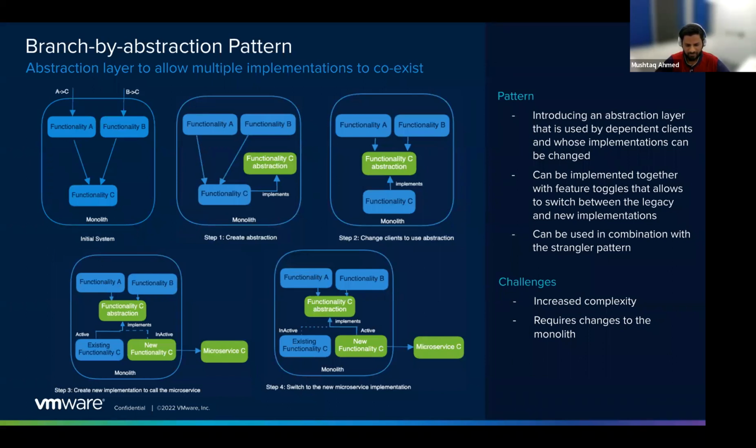So this pattern has some key challenges. First of all, you need to make changes within the existing monolith. And the second thing is it brings in a lot of complexity in terms of adding an abstraction layer, making sure that the integrations are in place and the functionality is not impacted.